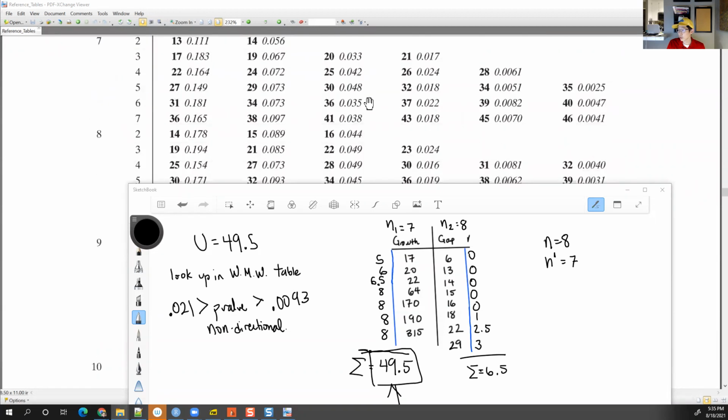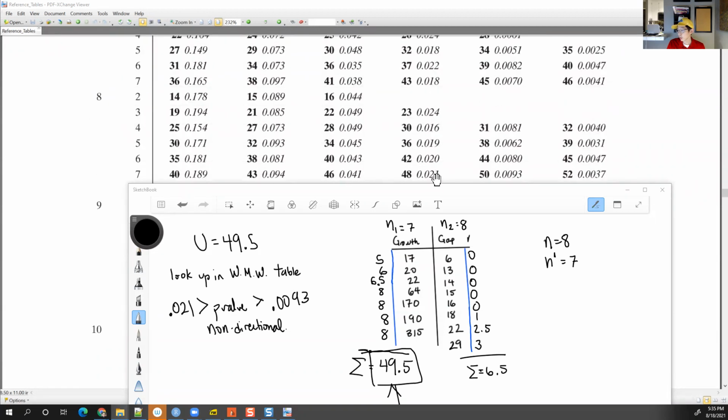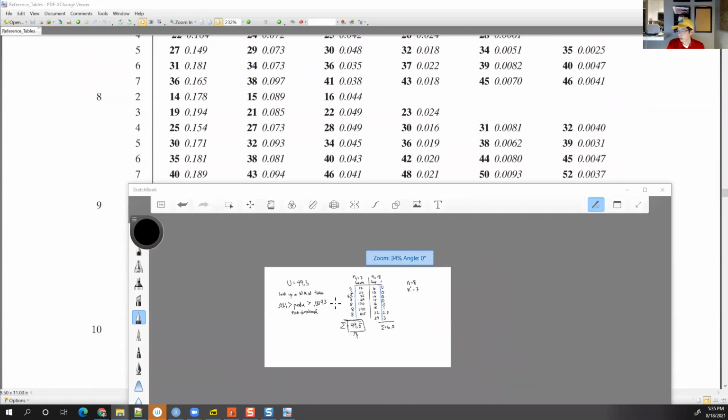the numbers we found in the table, which would be 0.021 and 0.0093. 49.5 is in between these two numbers. So our non-directional p-value is there.